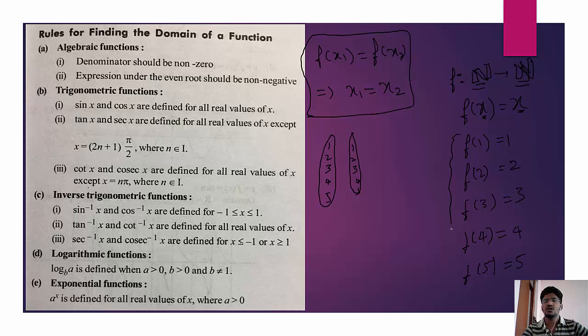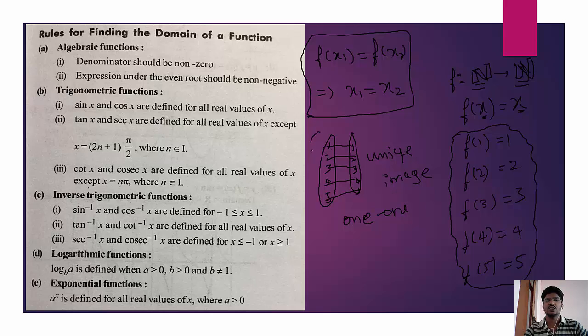All of this is your rough work, just to understand. Now you can see that 1 maps to 1, 2 maps to 2, 3 maps to 3, 4 maps to 4, 5 maps to 5. All the elements have different and unique images. We have already seen this is called a unique image, and if this is a unique image, then it is called 1-1.